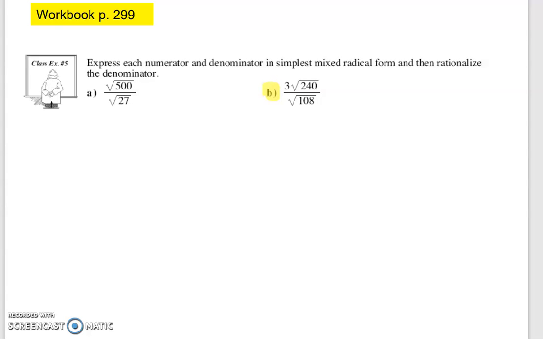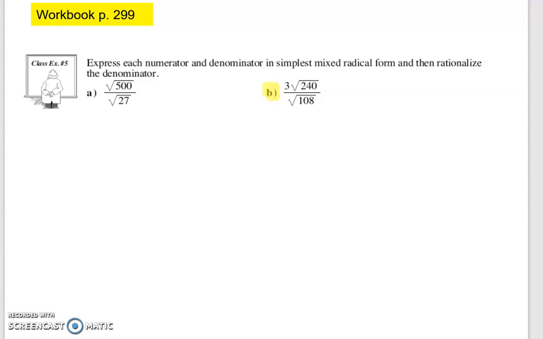Page 299, example number 5, part B. So this example here, you can see it's a nasty one, because it's really big numbers. And then it has coefficients, fractions, radical numbers. So I always just like to simplify my radicals first. It just makes my work a lot easier.